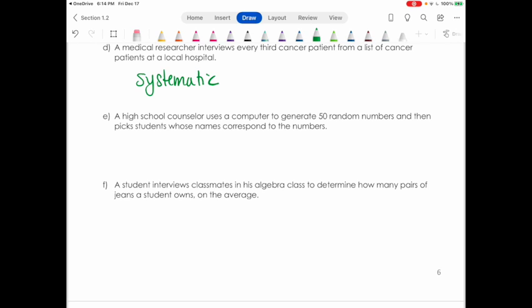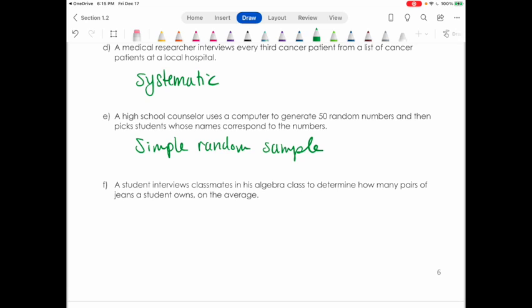In Part E, a high school counselor uses a computer to generate 50 random numbers and then picks students whose names correspond to the numbers. This is a simple random sample because every member in the group has an equal chance of being picked, and every sample has an equal chance of being picked.